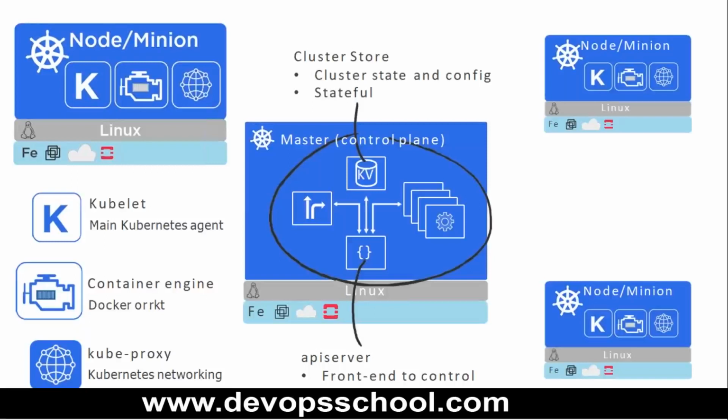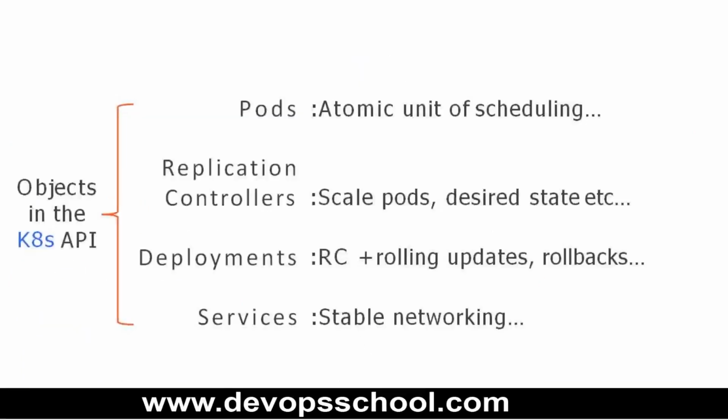We also discussed a few of the Kubernetes objects, starting with pods. Now we understand pods in detail: the atomic unit of scheduling in Kubernetes. If you want to scale the pod to many, then use the replication controller. Controllers maintain the actual and desired state. Then we have a deployment, which has an RC, meaning replication controller, plus many other features like rolling updates and rollback, and services, which provide stable networking and load balancing for the pods.